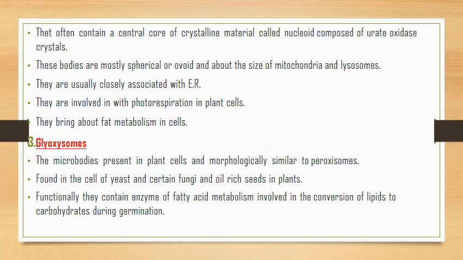They are involved with photorespiration in plant cells. They bring about fat metabolism in cells. Next is glycosomes. The microbodies present in plant cells are morphologically similar to peroxisomes found in the cell of yeast and certain fungi and oil-rich seeds in plants. Functionally, they contain enzymes of fatty acid metabolism involved in the conversion of lipids to carbohydrates during germination.